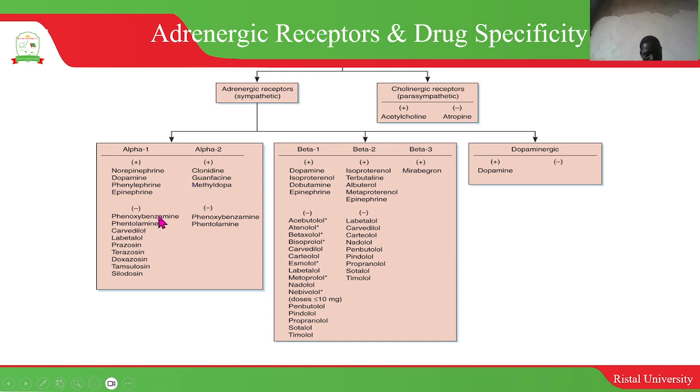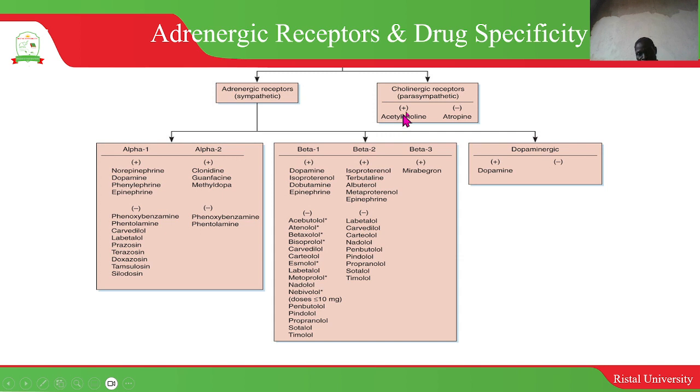And then this negative means they are inhibitors. They inhibit the effects. So we have phenoxybenzamine, phentolamine, carvedilol, labetalol, prazosin, terazosin, doxazosin, tamsulosin, and silodosin. Again, we have phenoxybenzamine and phentolamine.